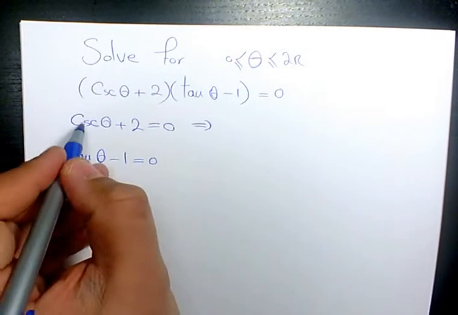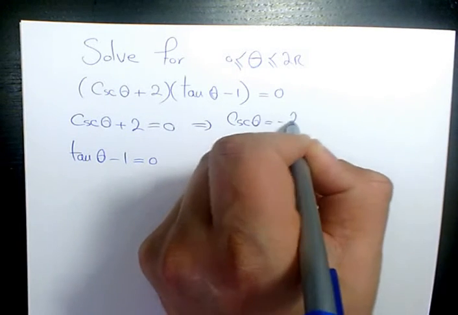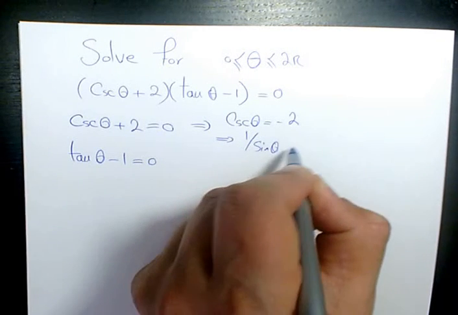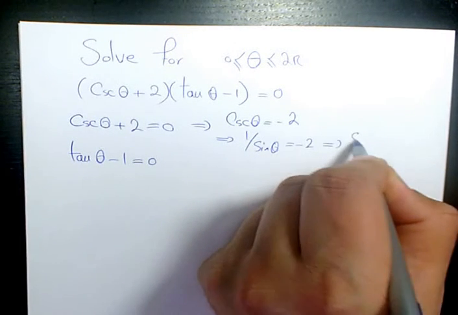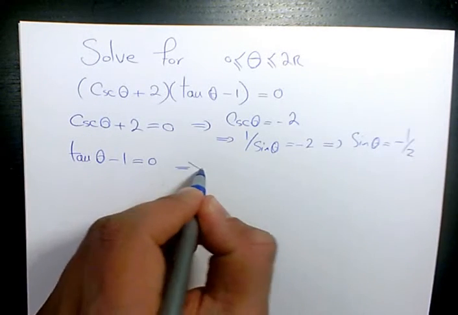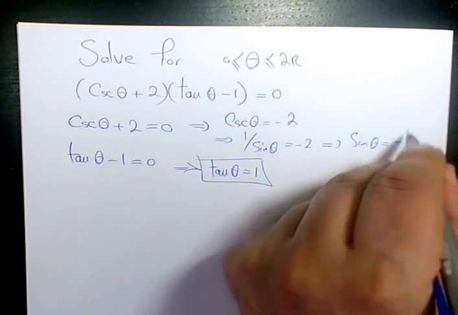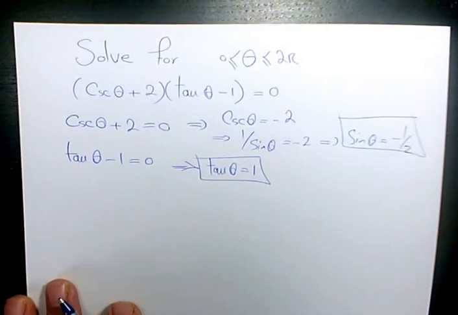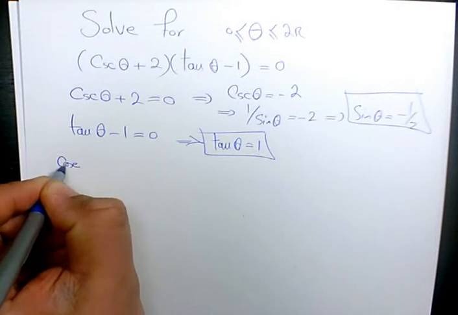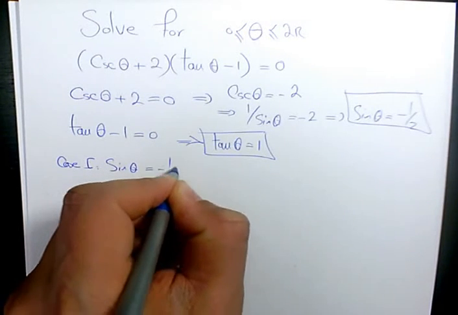When we have cosecant theta plus 2 equals 0, it means that cosecant theta equals negative 2, and cosecant is the inverse of sine, so sine theta equals negative half. The other one is tan theta equals positive 1. Now I need to solve these two. I have case 1, when sine theta equals negative half.